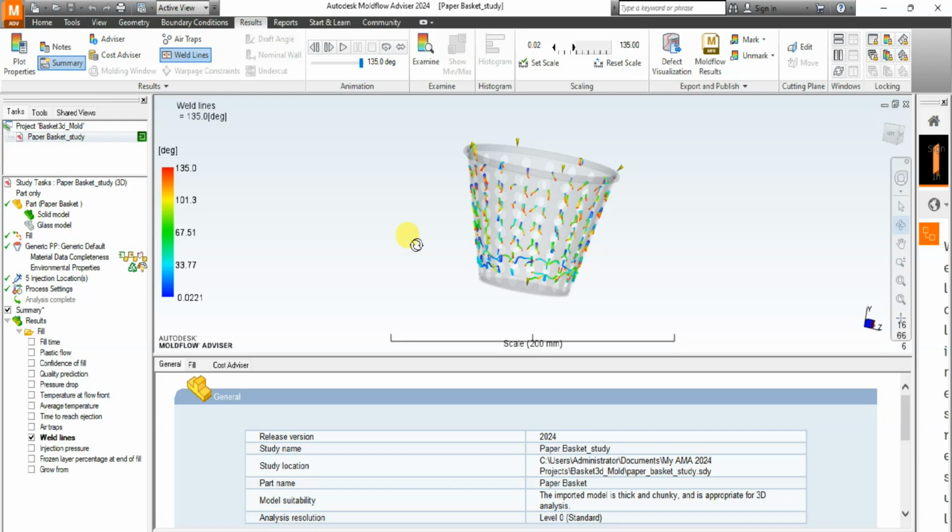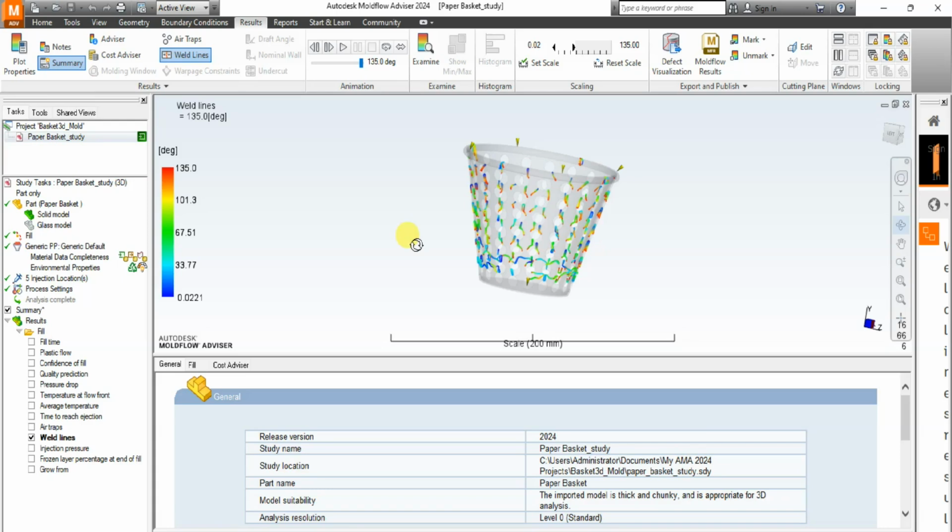Now the term weld line is often used to mean both weld and meld lines. The only difference between them is the angle at which they are formed. Weld lines form at lower angles than meld lines. So, like I said previously, the weld lines you can see are coming from the bottom to the top.